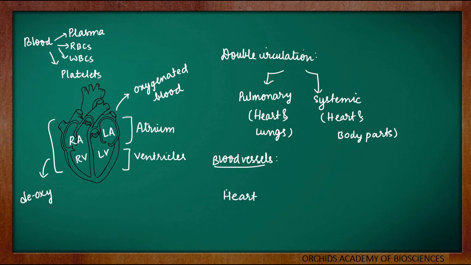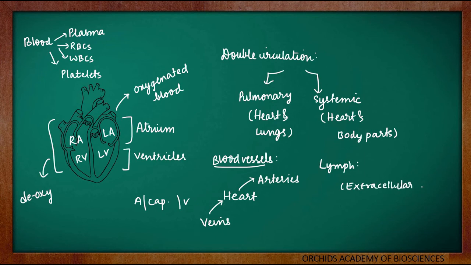The blood vessels which carry the blood away from the heart are called arteries, and the blood vessels which bring the blood towards the heart are called veins. And between arteries and veins there are capillaries, which are tiny blood vessels. After discussing blood vessels, we learnt about another fluid in our body, that is lymph, which is an extracellular fluid. It is important because it is responsible for bringing the extracellular fluid back to blood and also for the transportation of fats.